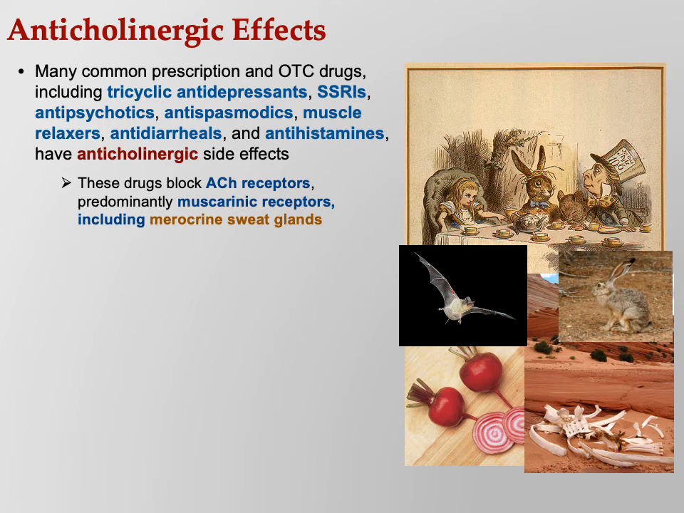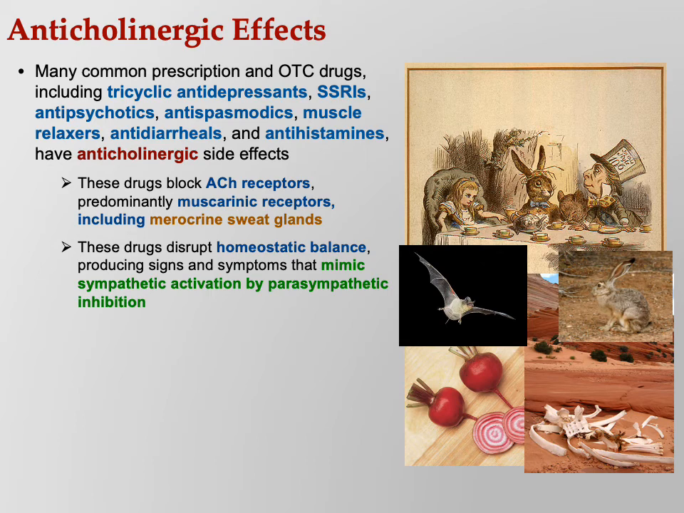So anticholinergic, blocking the parasympathetic, has signs and symptoms similar to sympathetic activation, with the big exception that it blocks the merocrine sweat glands, so you also can't sweat. Sweating would be sympathetic. In this case, you're blocking the merocrine, so they can't sweat. So these drugs disrupt homeostatic balance, producing signs and symptoms that mimic sympathetic activation by inhibiting the parasympathetic.